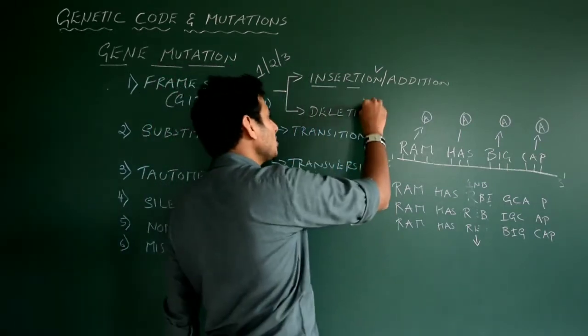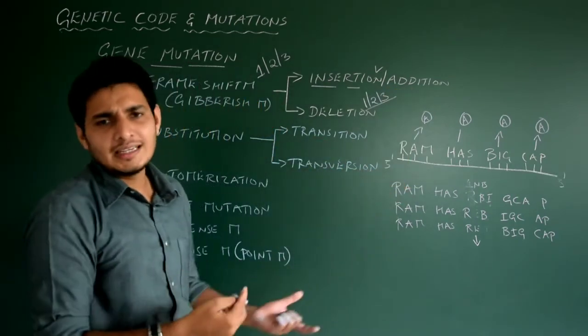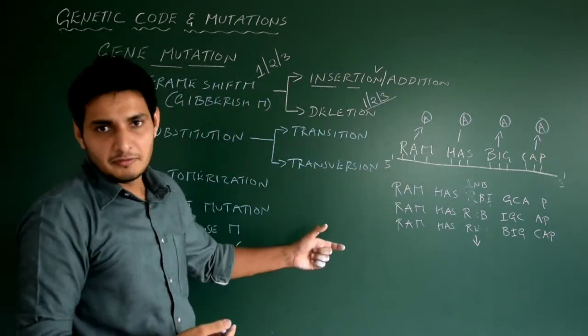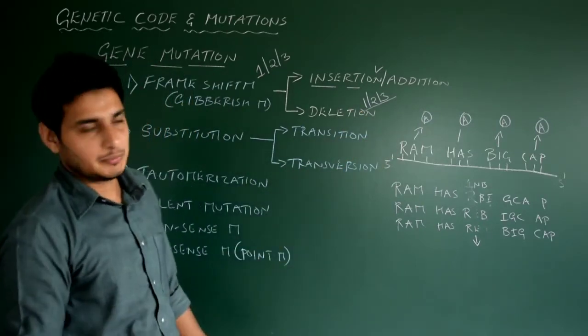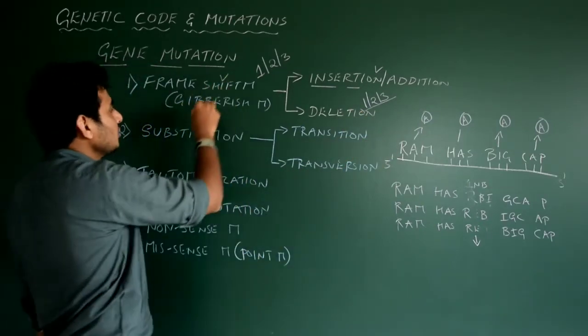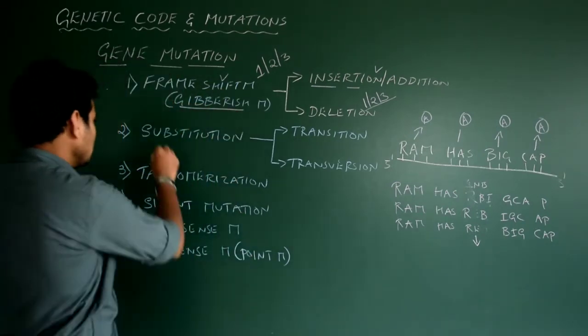Again, deletion is also because of 1, 2, 3. It could be 1 or 2 or 3 nitrogenous bases removed from the specific mRNA, or maybe from the template DNA. That's it. So that is frame shift mutation. It is also called gibberish mutation. Just note this point.